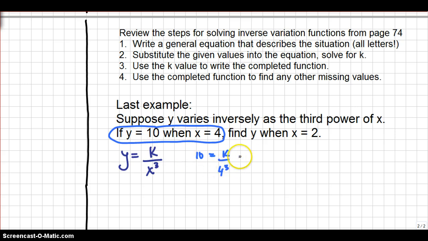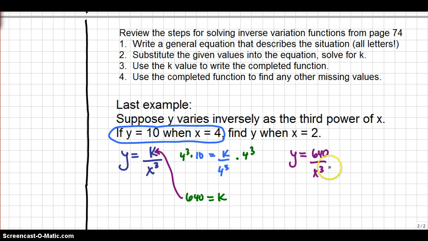When I multiply both sides by 4 cubed, or 64, I get 640 for k. I'm going to go ahead and plug that in now. Take that number and plug it in for k. So I get y equals 640 over x cubed.